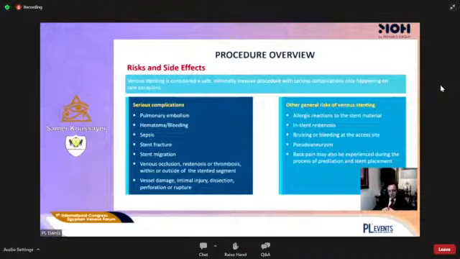The other general risks for venous stenting: allergic reaction to the stent, in-stent restenosis, bruising or bleeding at the access site, pseudoaneurysm, and back pain, which can also be experienced during the process of redilatation and stent placement. The reason why, if we have a long fibrotic vein, we need to balloon and stent. Usually I do it under general anesthesia because it's very, very painful.